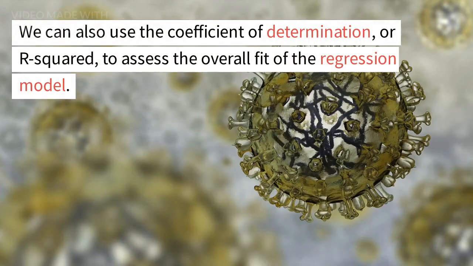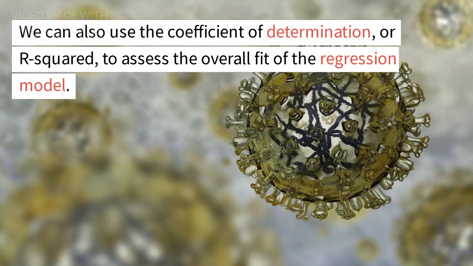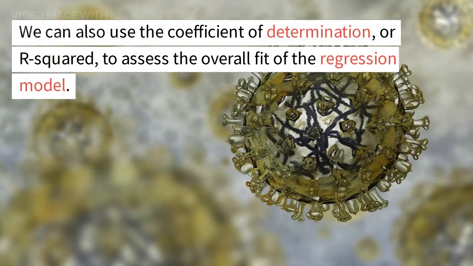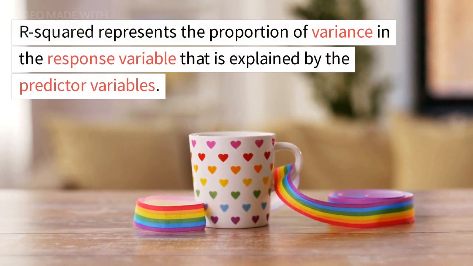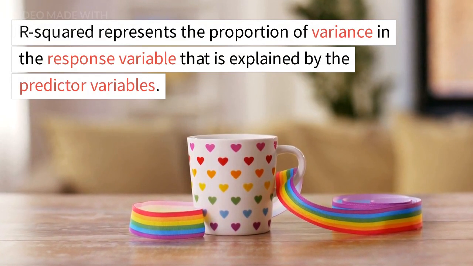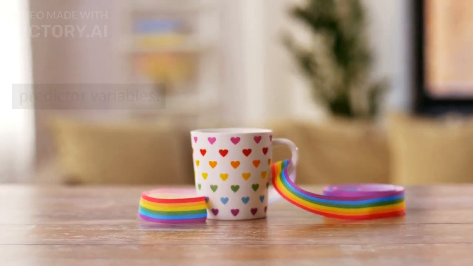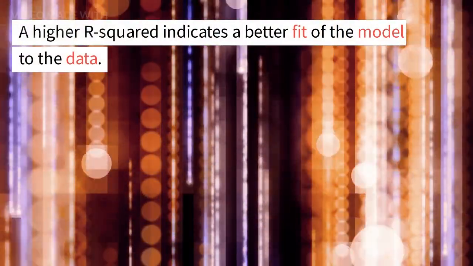We can also use the coefficient of determination, or R-squared, to assess the overall fit of the regression model. R-squared represents the proportion of variance in the response variable that is explained by the predictor variables. A higher R-squared indicates a better fit of the model to the data.